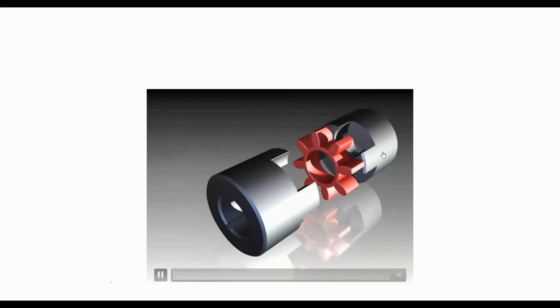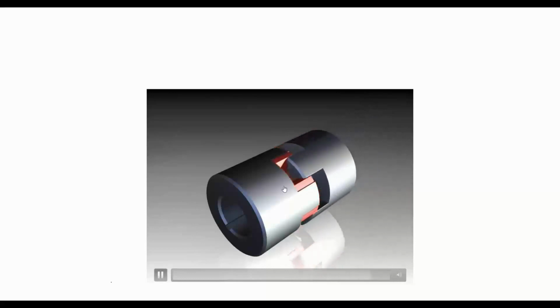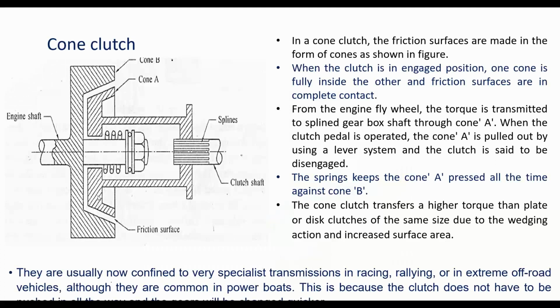Whenever you disengage the clutch, they move apart. This will be a ring-like structure in between. Whenever you engage the clutch, they get tightly attached to each other. There will be no question of any slipping. If you ask why, because there is no space for any movement. So this is the first type of clutch.